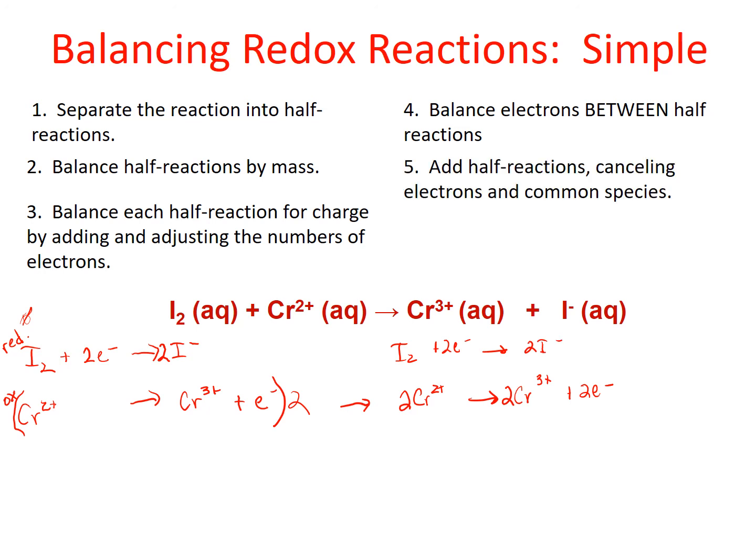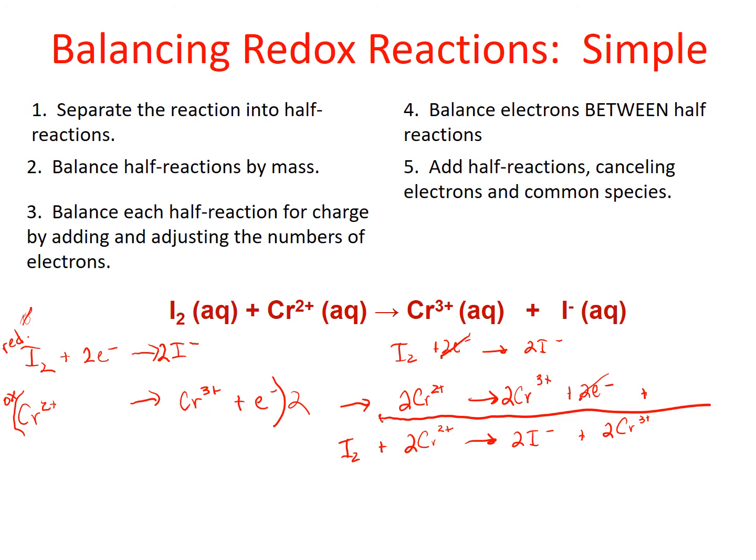And now we can do the next step, which is just to add these two half reactions together, canceling out the electrons and any common species. In this particular equation, it's only electrons that occur on opposite sides of the arrow in our two half reactions. And we have the same number. We made sure to have the same number so that we could cancel them out. And that means we just carry everything else down, and we've got I2 plus 2 chromium 2+ goes to 2 iodide plus 2 chromium 3+.